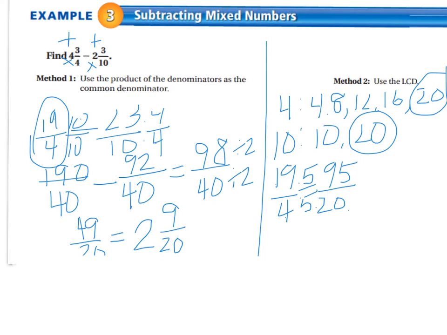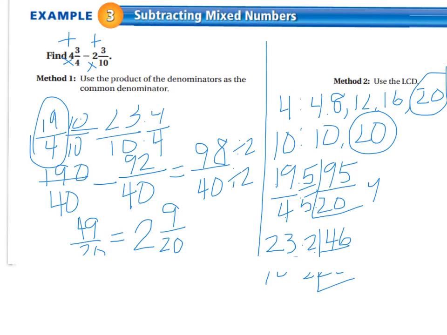And doing the same with the other improper fraction of 23 tenths. To get to 20, I'm going to multiply by 2 over 2. 10 times 2 is 20. 23 times 2 is 46. So now I have 95 20ths and 46 20ths, and I'm going to subtract that.